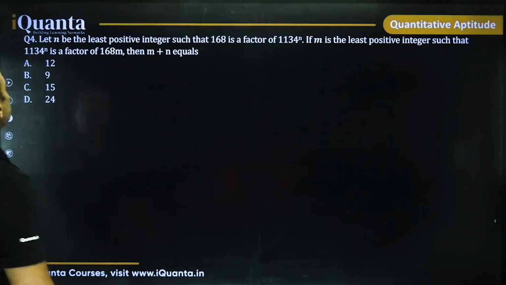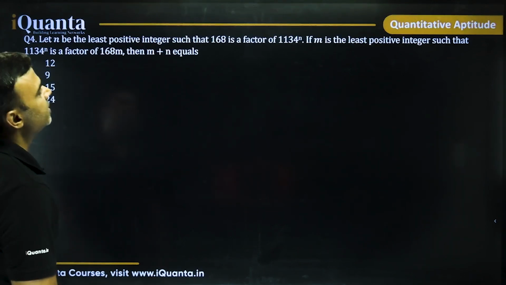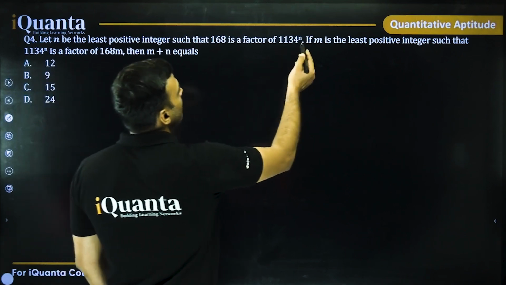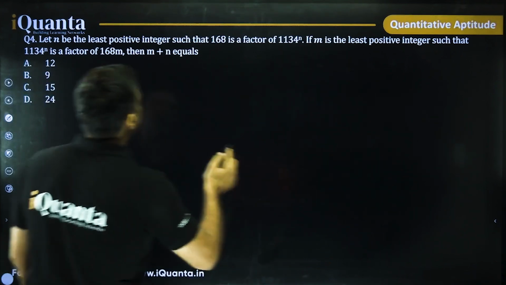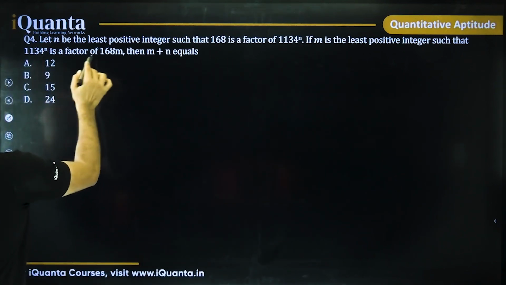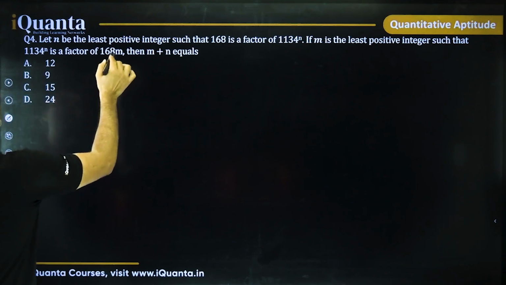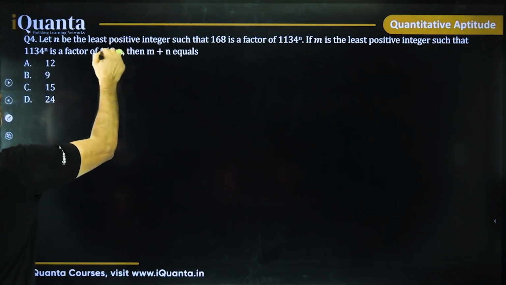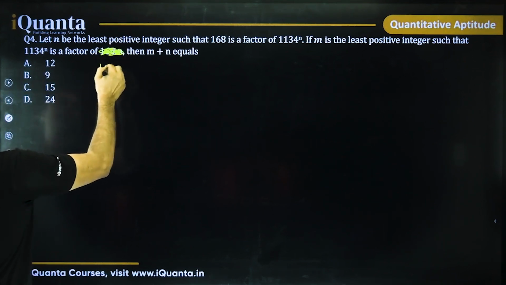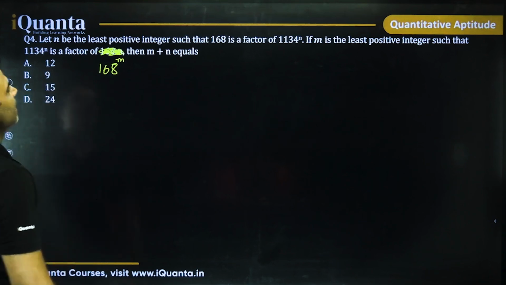The question says, let n be the least positive integer such that 168 is a factor of 1134 to the power n. If m is the least positive integer such that 1134 to the power n is a factor of 168 to the power m. This m is not here, this is 168 to the power m. Okay, then m plus n equals?